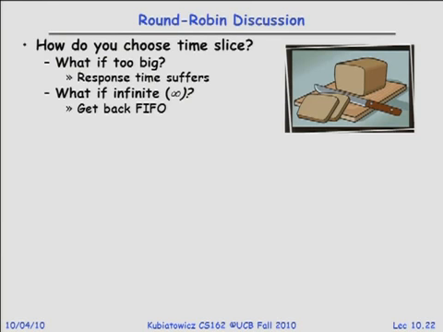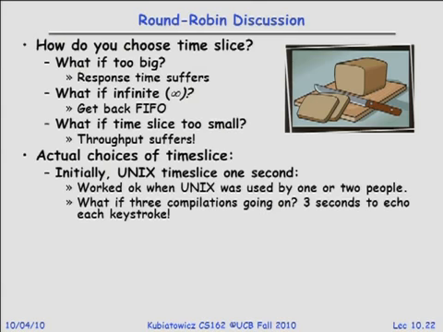Initially, the Unix time slice was a second. So think about that, right? If you got 3 compilations going on, now each keystroke is a second. Click, click, right? In practice, you need to balance short job performance and long job throughput. Typical time slice is 10 to 100 milliseconds. Context switch overhead is somewhere between 0.1 millisecond and a millisecond. So basically, you end up with about a percent worth of overhead. So it's not too bad.